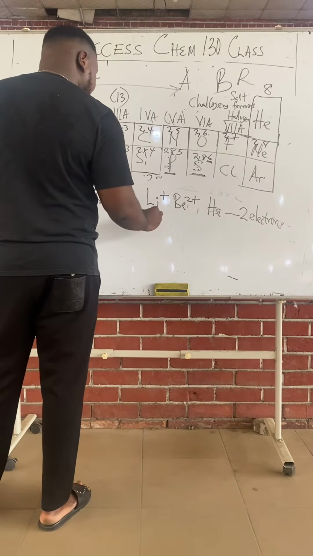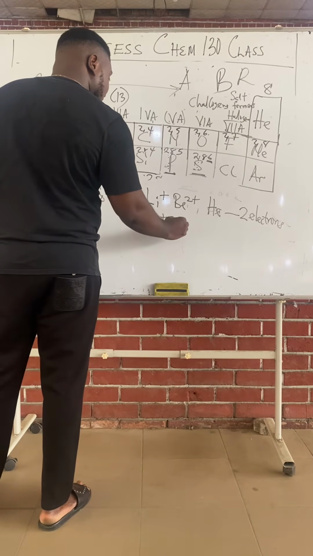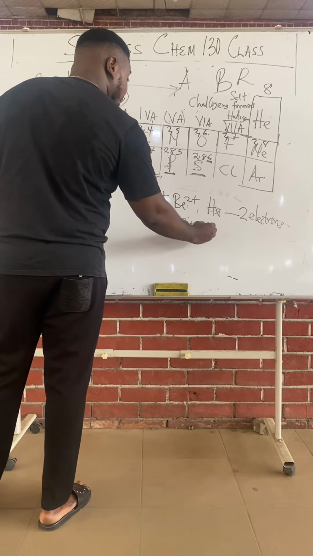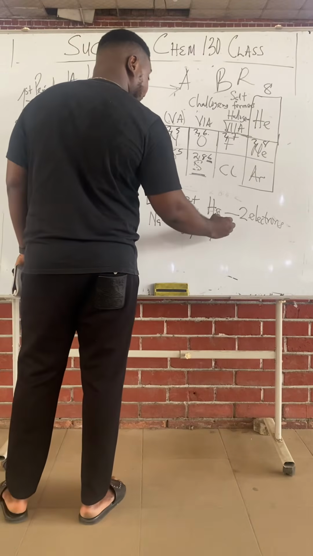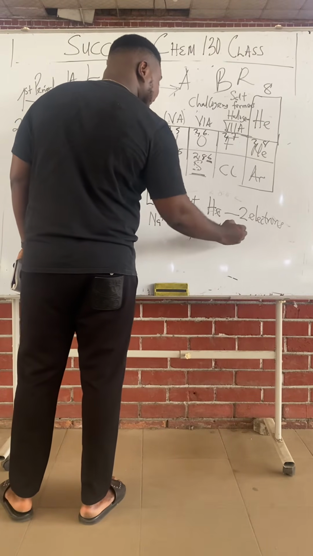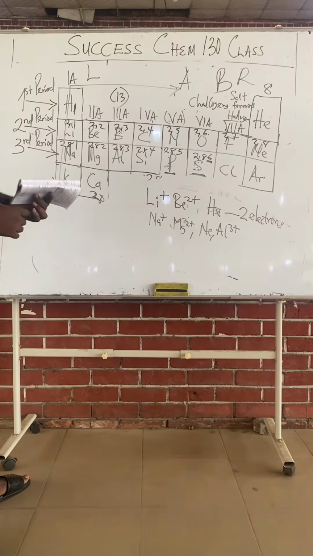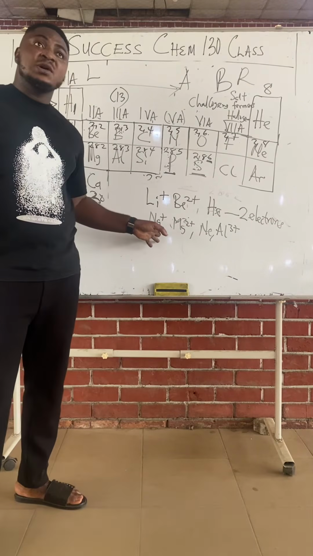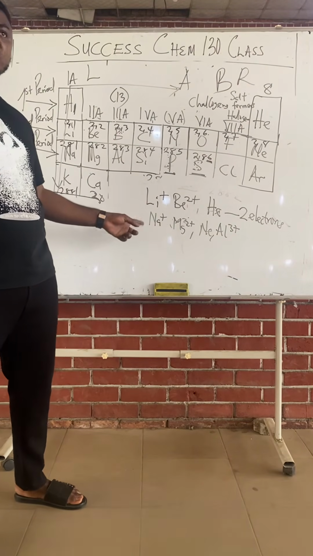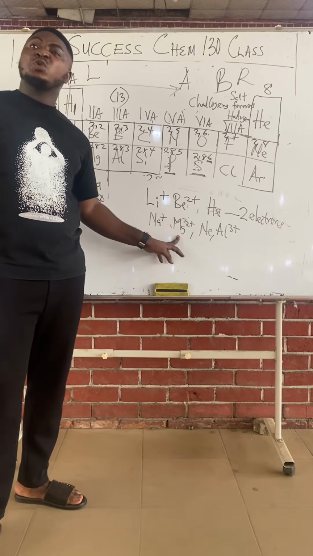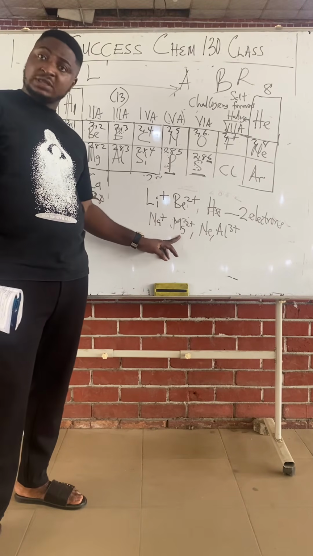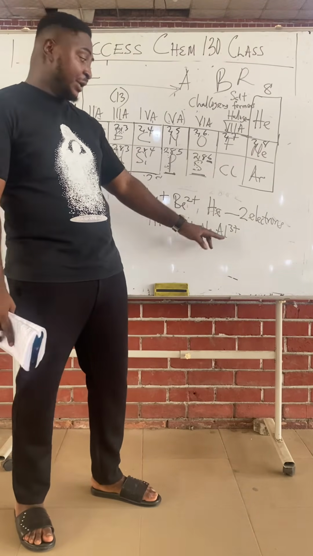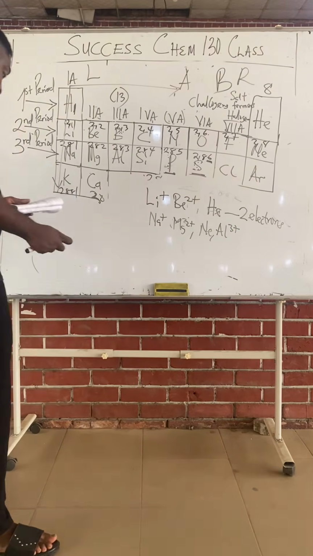Another example of isoelectronic species: Na+, Mg2+, neon, which has 10 electrons, and Al3+. All these are isoelectronic. They have the same number of electrons. When sodium, which has 11 electrons, loses 1, it becomes 10. Magnesium has 12 electrons; when it loses 2, it becomes 10. Neon is 10 electrons normally. Aluminum has 13 electrons; when it loses 3, 10. Isoelectronic.